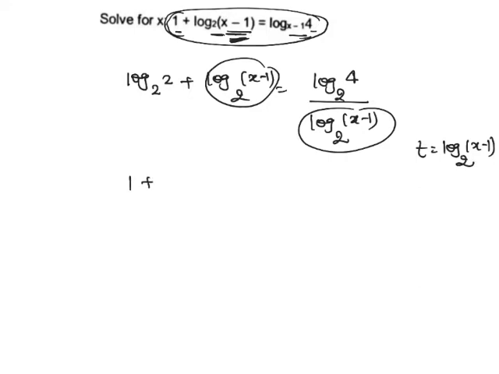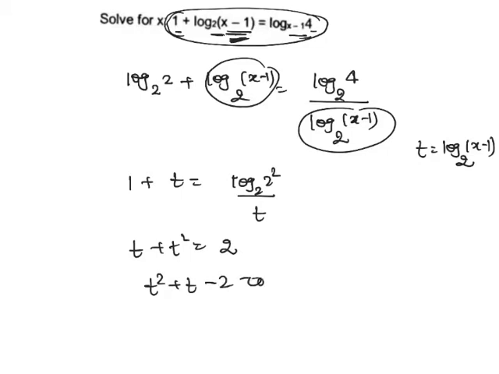This one only. 1 plus t equals log 2 base 2 square by t. So if we simplify, t plus t square, and this will come as 2 only. So t square plus t minus 2 equals 0. If I simplify this, (t plus 2)(t minus 1) equals 0. So t equals minus 2 and t equals 1.